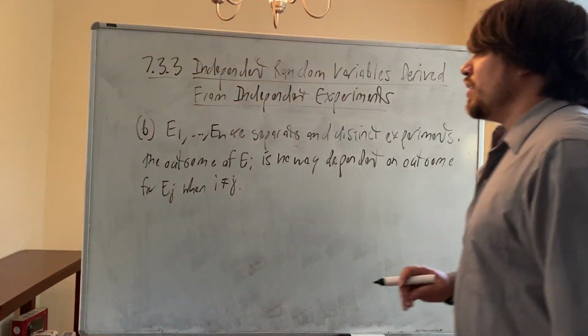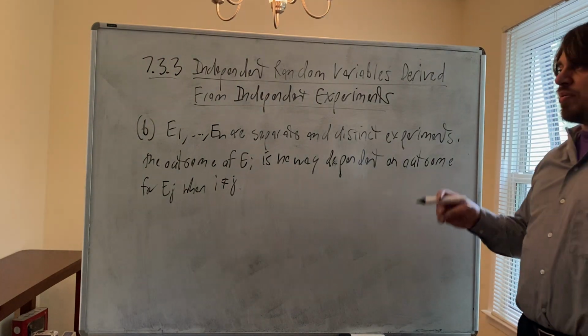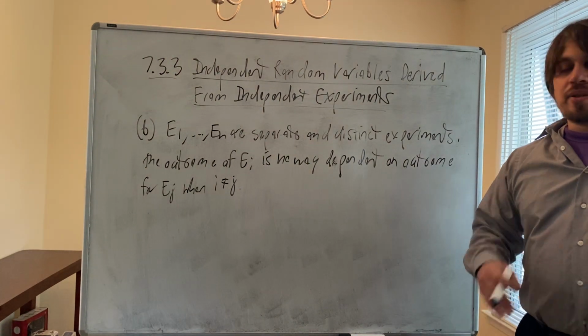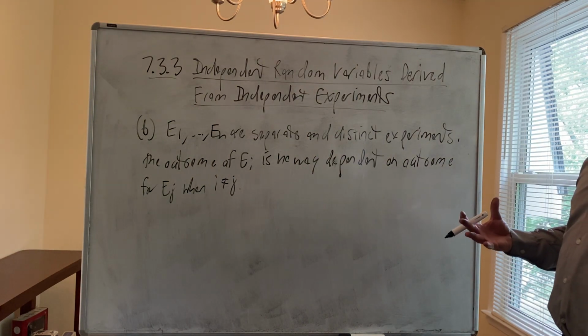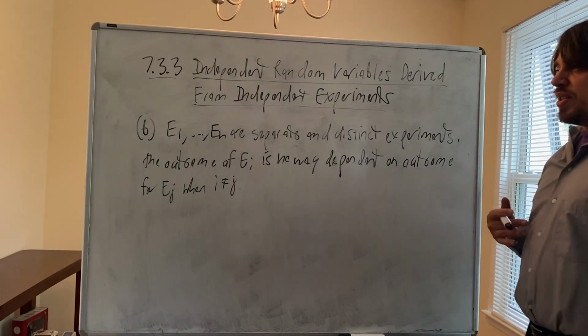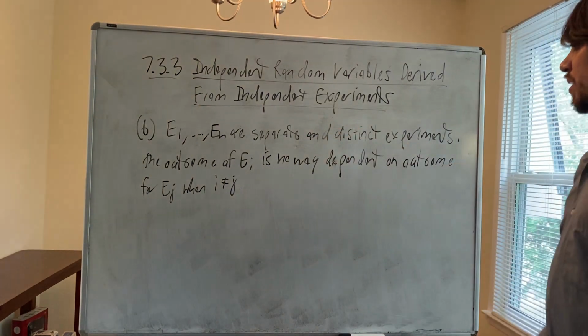So for instance, the outcome of E sub 1 is in no way dependent on the outcomes from E sub 2 to E sub n. That includes any subscript. So the outcome of E sub 7 is in no way dependent on the outcome of E sub 1 to E sub 6 and E sub 8 to E sub n. Okay?